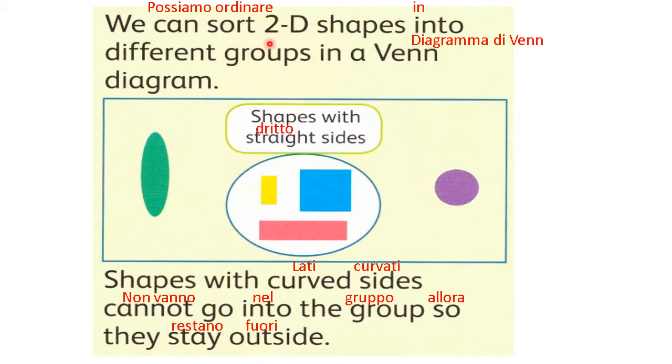We can sort 2D shapes into different groups in a Venn diagram. This is a Venn diagram. The rule for this diagram is shapes with straight sides. Shapes with curved sides cannot go into the group, so they stay outside. A square and a rectangle have straight sides and they're in the group with shapes with straight sides. The circle and the oval have curved sides and so they stay outside the group.